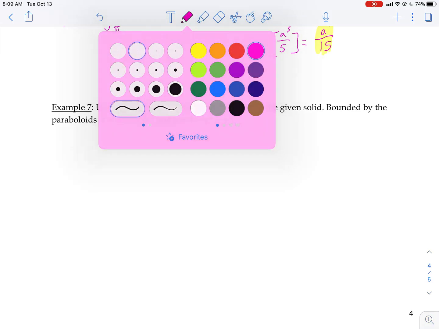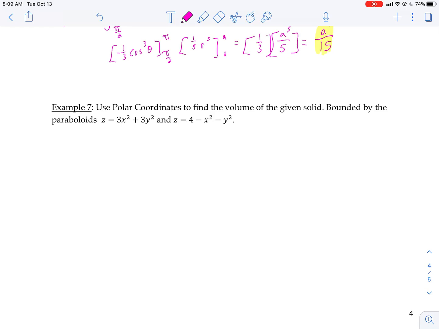Alright, so I have two paraboloids, and I want to find the volume that's in between our two paraboloids. The thing is, we don't know where they intersect. They could intersect over the xy plane, but not likely. So we need to see the situation. Well, this paraboloid looks like it's opening upwards, while this paraboloid's opening downwards. I can tell because of the signs in front of your x squares and your y squares. So this one is opening downward, and this one's opening upward.